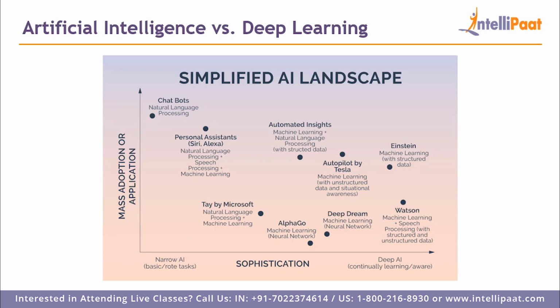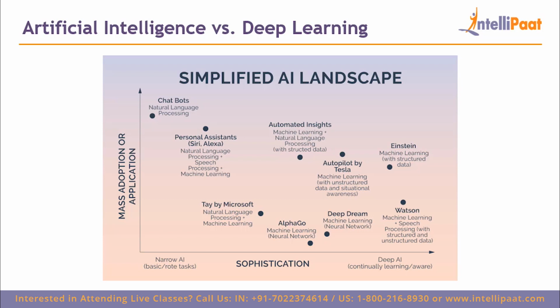We have AlphaGo. AlphaGo has not been adopted on multiple levels, but it is the best player in the world of Go, and Go is the world's most difficult board game, is what I've heard. Machine learning and neural networks are the concepts and foundations of AlphaGo. Coming to automated insights, the mass adoption has been very high here, using machine learning, NLP, and even structured data. Then Autopilot by Tesla, which as I told you uses machine learning, a lot of deep learning concepts, and situational awareness as well. And we have Deep Dream, another wonderful concept which uses machine learning and neural networks.